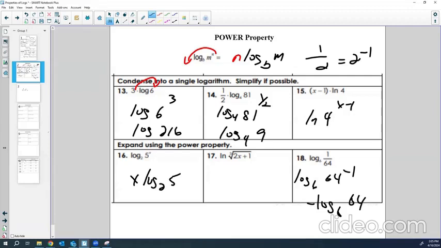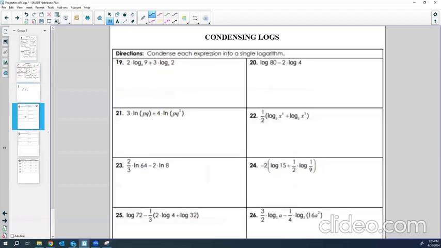Number 17. Okay, I can write, this is the cube root, right? So if I put this in exponent form, it's going to be the ln of 2x plus 1 to what power? Not 3, but 1/3. All right, and then it would bring the 1/3 to the front. So 1/3 times ln of 2x plus 1. Good. All right, guys, let's move on now.